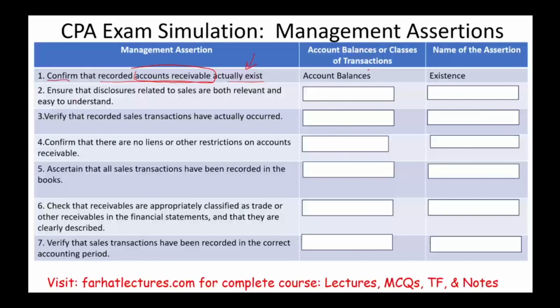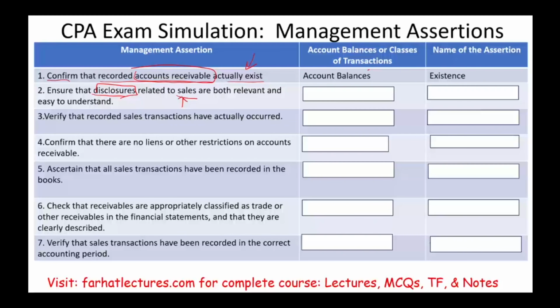And by the way, these assertions are accounts receivable related assertions. When we say accounts receivable, remember the dual nature of accounting. Accounts receivable means also sales. Basically, we're looking at transactions and balances that deal with the sales and collection cycle. Ensure that disclosures related to sales are both relevant and easy to understand. Now we are dealing with disclosures, but specifically the disclosures about sales.